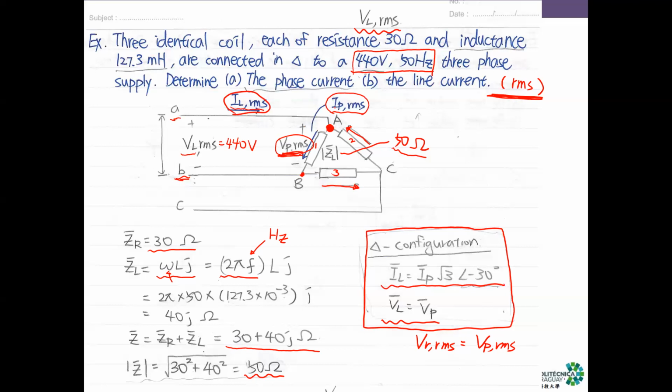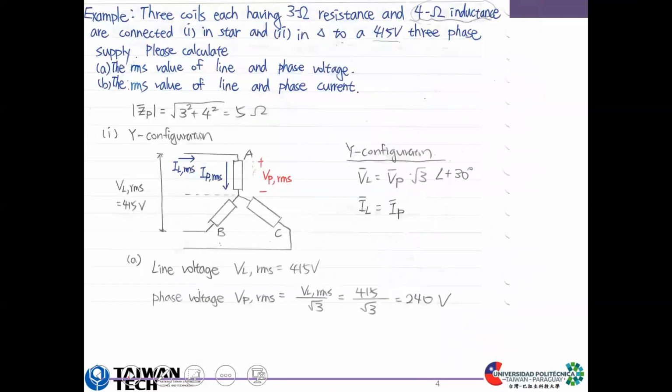And last week we proved this before: IL equals IP multiplied by square root of 3 and minus 30-degree phase angle. So this is how we calculate the phase current, phase voltage, line current, and line voltage for a delta configuration. And this will be in the exam. Okay, so we talk about the next problem.